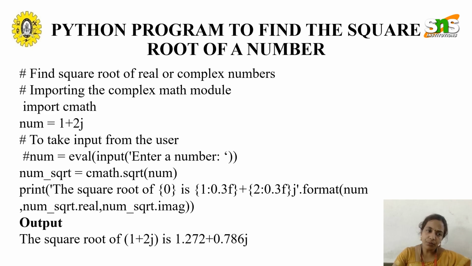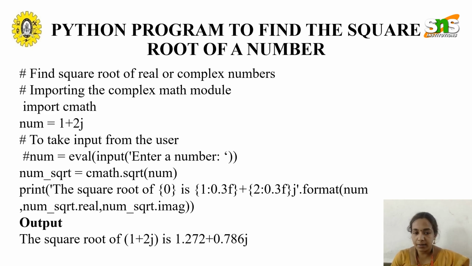Leave these two lines, find square root of real or complex numbers, importing the complex math module, because they are just comment lines. Import cmath. I'm introducing a module called cmath, which is an inbuilt module to find the square root of complex numbers that I have to understand and remember. num is equal to 1 plus 2j. That is a number which was given by the user.